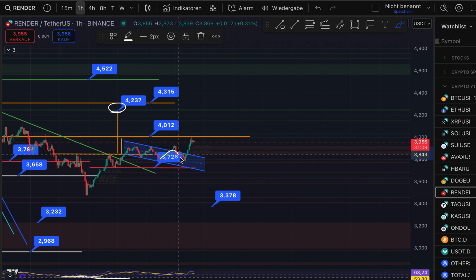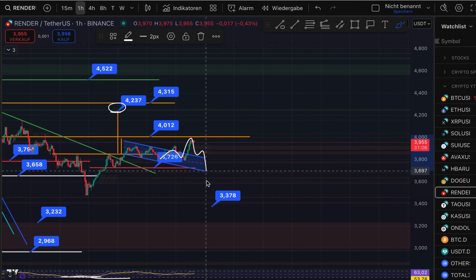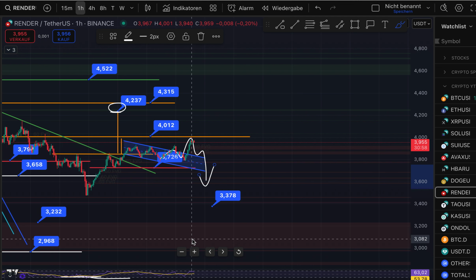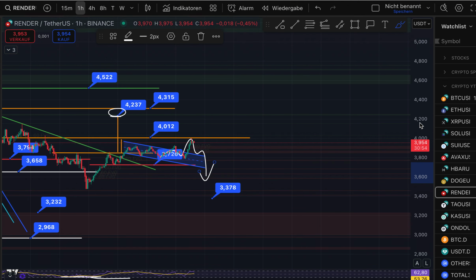So this can also be a head and shoulders formation. And if we break this to the downside, then this can indicate the breakout lower than $3.73. And then we should sell off a lot for Render before we push to the upside.